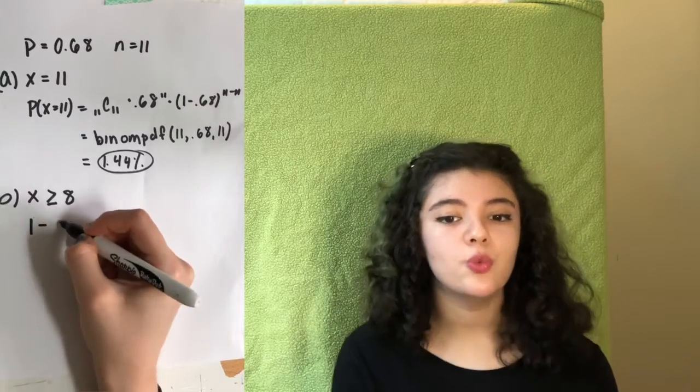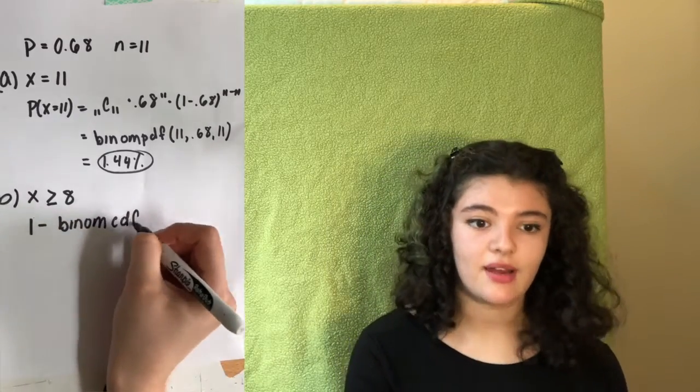So we just use binom CDF, where the C is for cumulative. When you put X into Binomial CDF, it'll tell you the probability of getting X or fewer. So to find the probability of X or more, do 1 minus that probability of 7 or fewer.